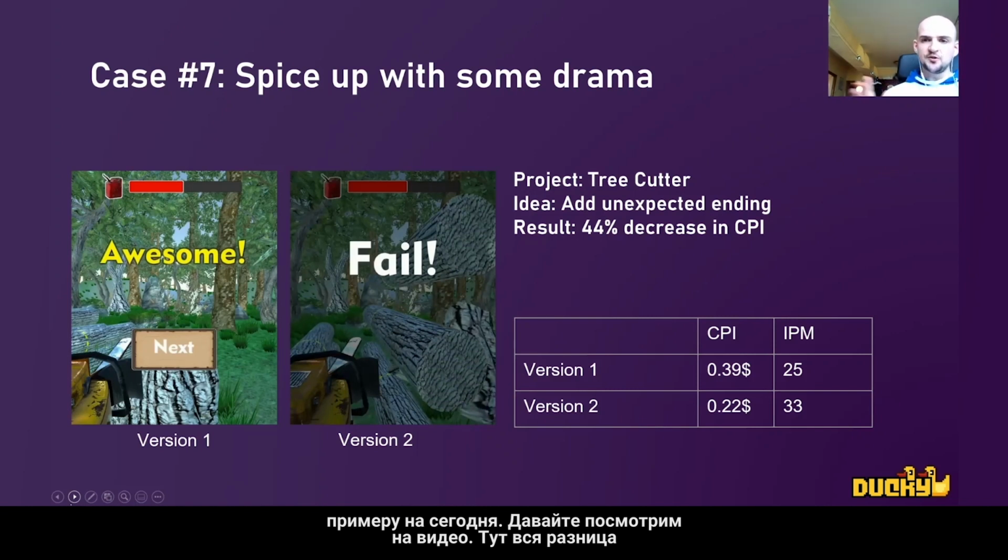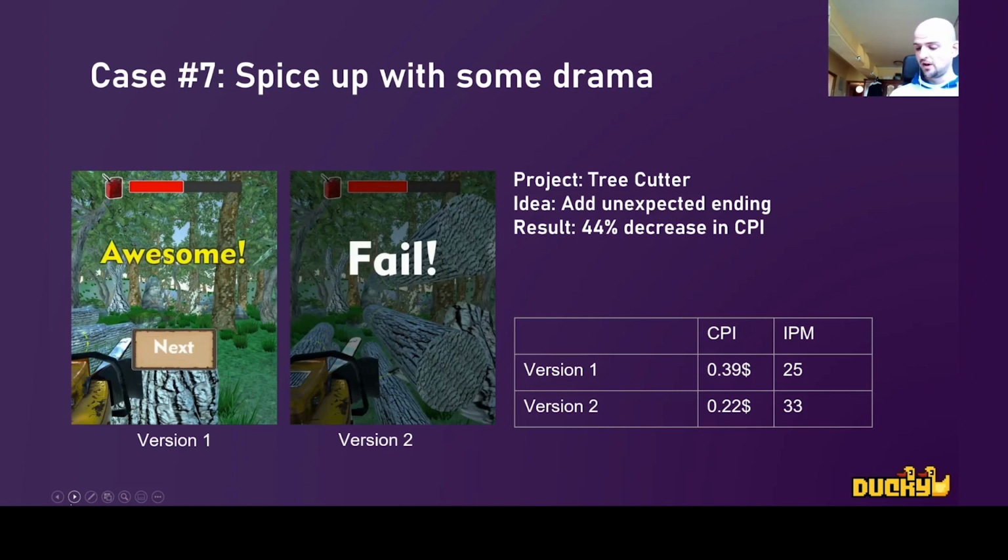Yeah, so the difference here is just the ending sequence. In the second one, we decided to create an unexpected ending where a tree falls on us, versus the first one where the tree just fell on the ground. This unexpected ending had a huge impact, over 44% decrease in CPI with just this one change.